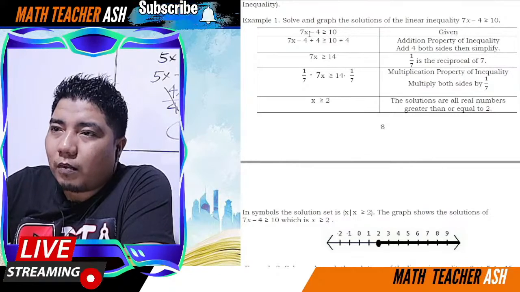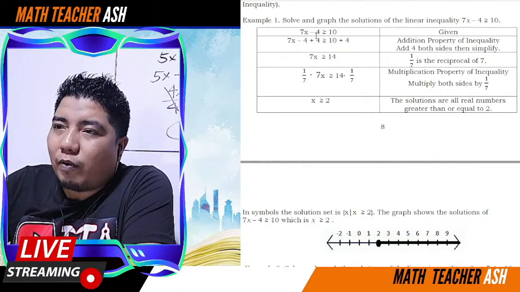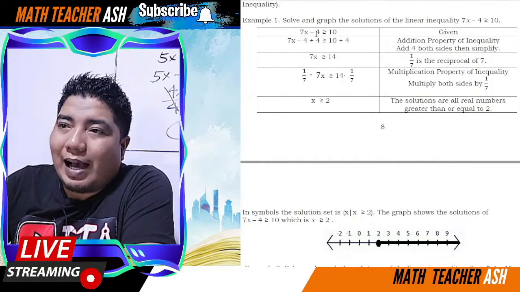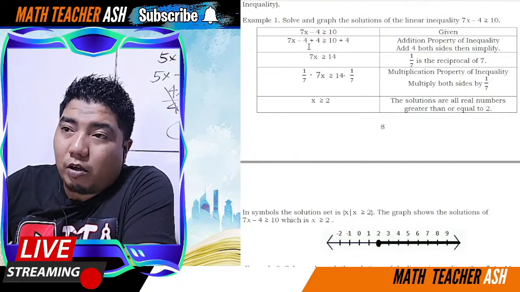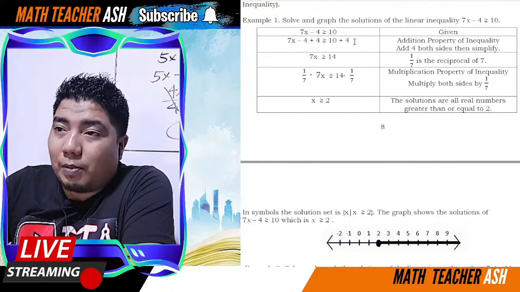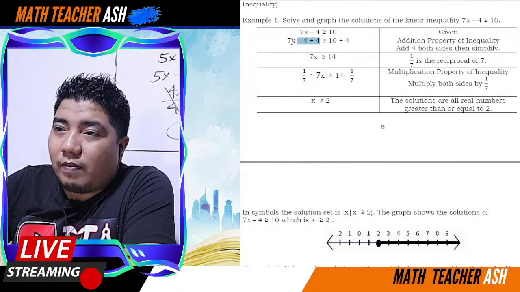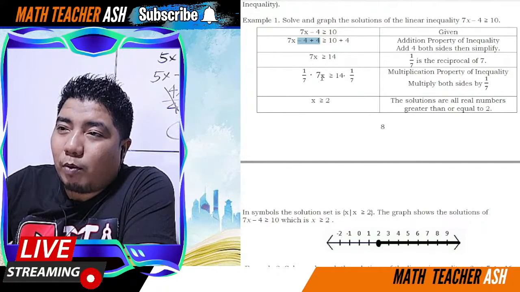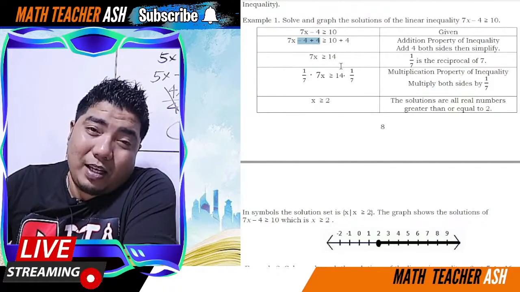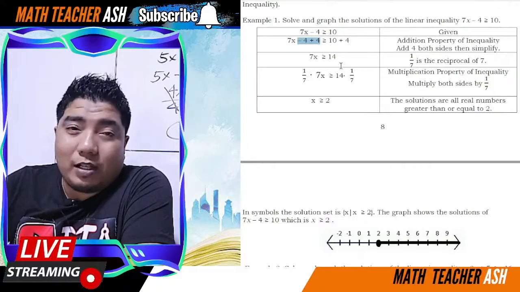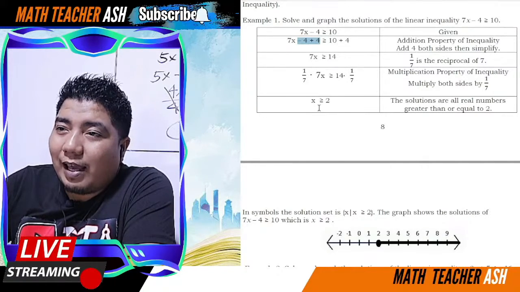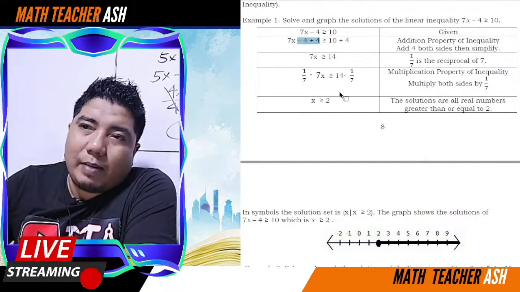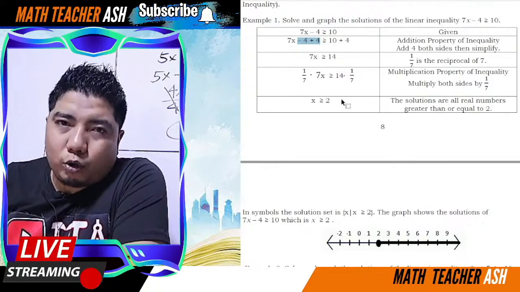Alright? So, of course, si negative 4 kailangan malipat sa kabila. So, you add the opposite of negative 4, that is plus 4. So, plus 4 plus 4, this will be deleted. Alright? So, giving you 7x na lang. 10 plus 4 is 14. You divide both sides by 7. Since 7 is positive number, so it will not change. So, you cancel out the 7. X na lang matira. 14 divided by 7, that is 2.